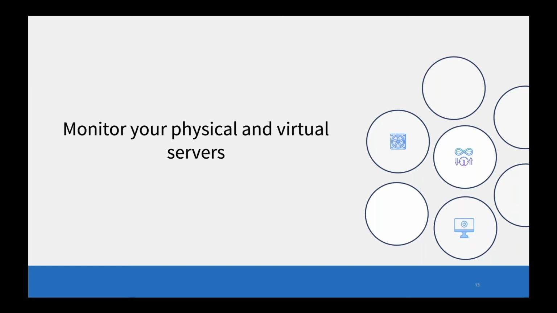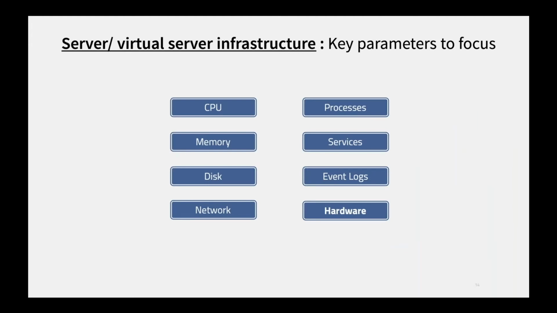So when we talk about server monitoring or infrastructure monitoring, there are certain parameters that we need to prioritize, and most of those parameters are what are listed on this screen. So of course, it begins by default with monitoring the key parameters, that is CPU, memory, and disk utilization.